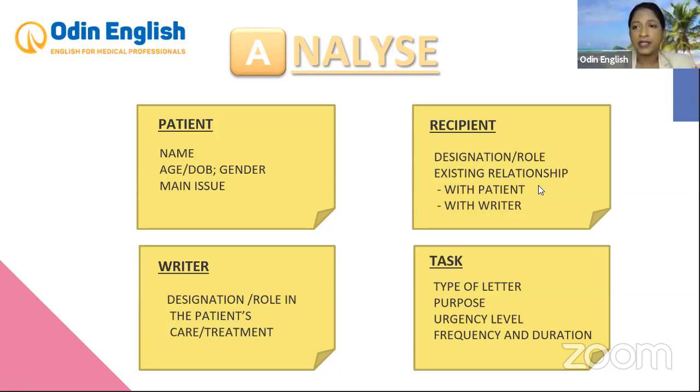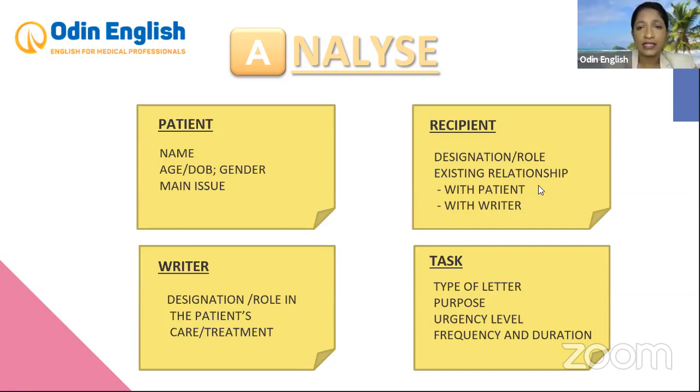In the task, you have to look at the type of letter, whether it is a transfer letter, a referral letter, information letter, discharge letter. So you have to first identify the type of letter, then most importantly, identify why you are writing. That is the purpose of writing this letter. Purpose means what do you want the reader to do? So write the purpose of the letter and include the urgency level.